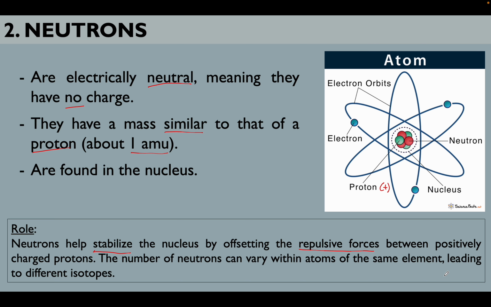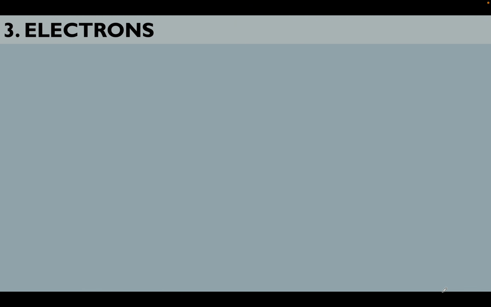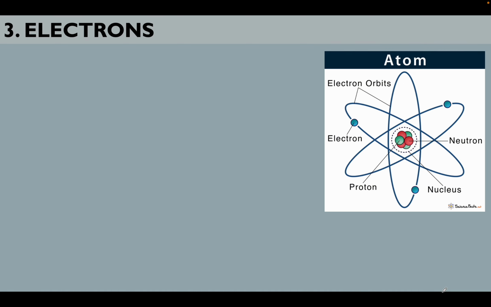That is the neutron. Now we will be talking about the third main subatomic particle, which is the electron. By looking at the figure, the electron is located right here. Electrons are negatively charged particles, or they carry a negative 1 charge. Now, how about the mass of the electron?